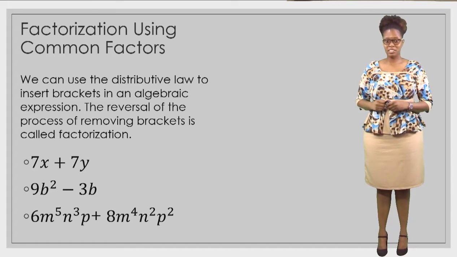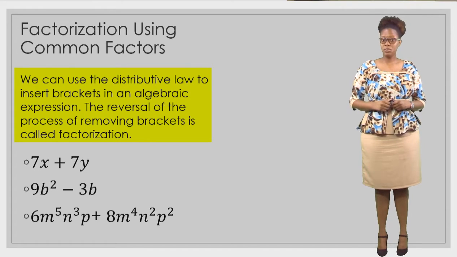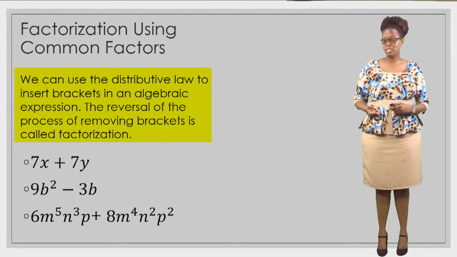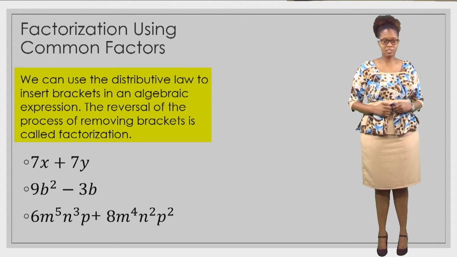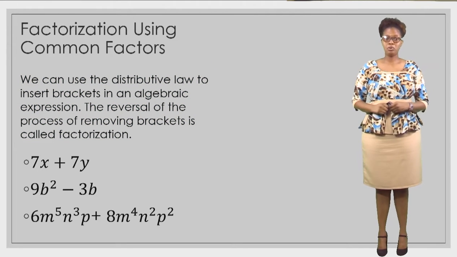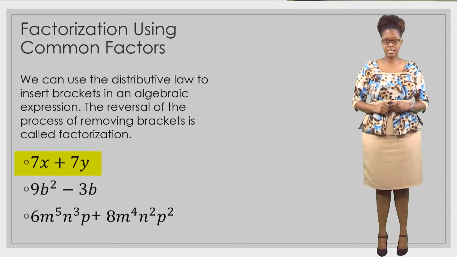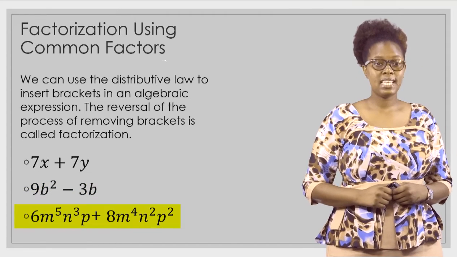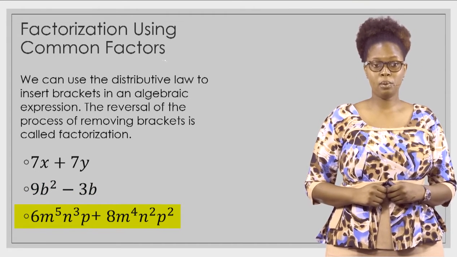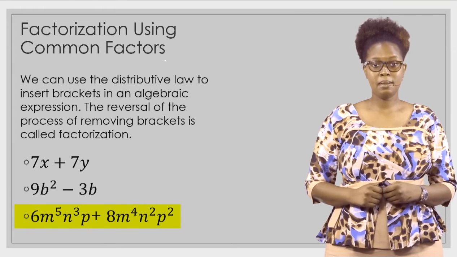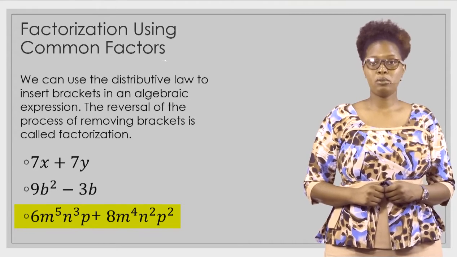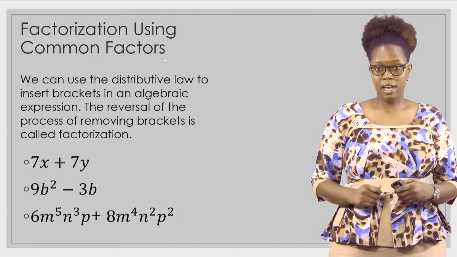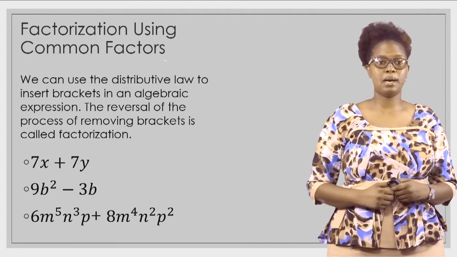Factorization using common factors. We can use the distributive law to insert brackets in an algebraic expression. Now the reversal of this process is called factorization. So we have three examples that we're going to go through. The first one, 7x plus 7y; 9b squared subtract 3b; 6m to the power of 5, n to the third power, p, plus 8m to the power of 4, n to the power of 2, p to the power of 2. So we're going to use common factors to factor these three examples.